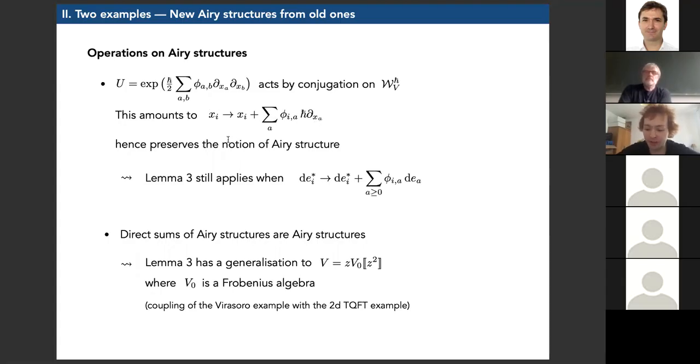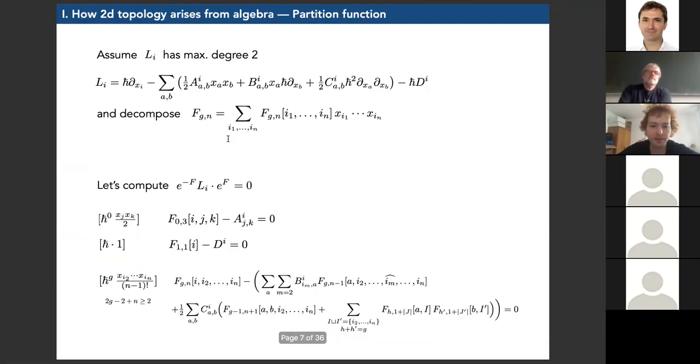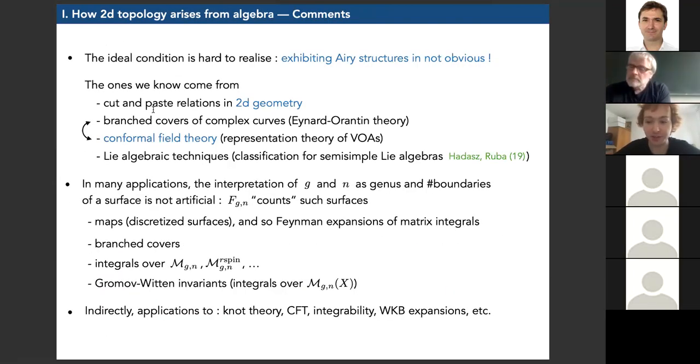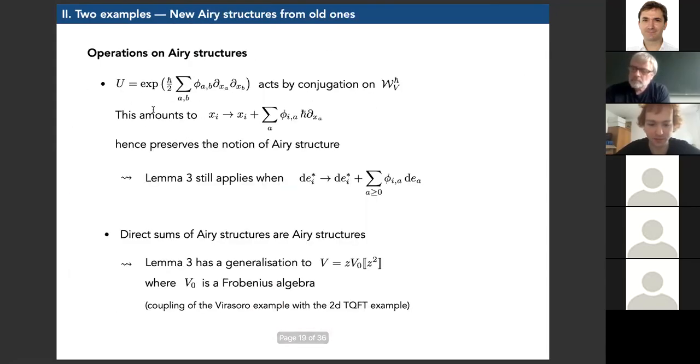It preserves the form when you have an L_i of this form, like this. If you change x into x plus something containing only differential operators, it doesn't spoil the form of these operators. They still start with a degree 1 condition. And because you're doing a conjugation, it doesn't spoil either the commutation relations. You just get an isomorphic Lie algebra. So in that way, you can generate many other Airy structures from a given one.